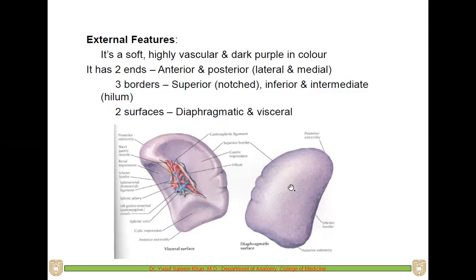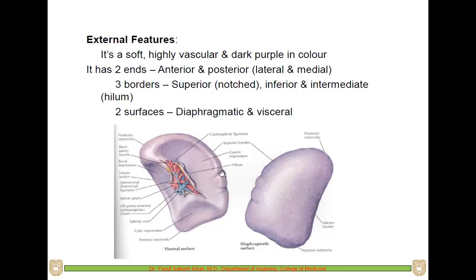Okay. Then if you see the borders, there are three borders. One is called the superior border, this border here. This is called the superior. This is a very important border because it shows notches. What are these notches? These are nothing but the developmental feature of the spleen. Initially the spleen will be in the form of lobules which fuse together. During the fusion, there is still incomplete fusion and these notches will be present. This is present only in the superior border.